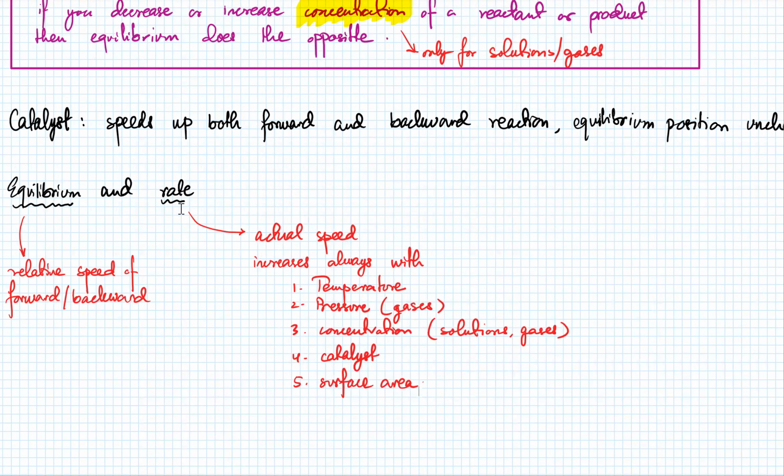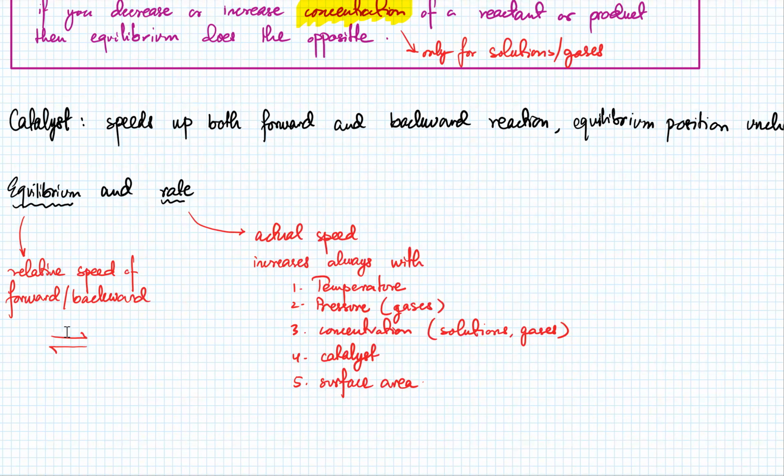So rate is actual speed. When you make a comment about equilibrium, that's the relative speed. When I say that the forward reaction is faster, that doesn't mean it's faster in absolute terms. It just means that it's faster compared to the backward reaction. Equilibrium is a relative comparison. Maybe both reactions are slowing down, but one of them is still going to be faster compared to the other one. Or maybe both of the reactions are speeding up, but one of them is going to be faster compared to the other one.